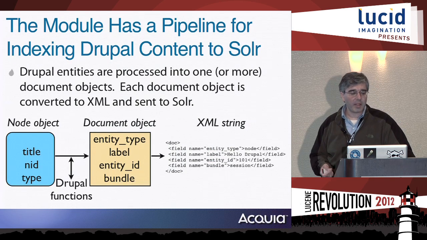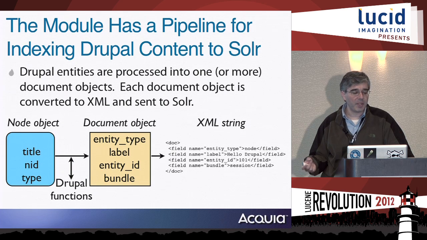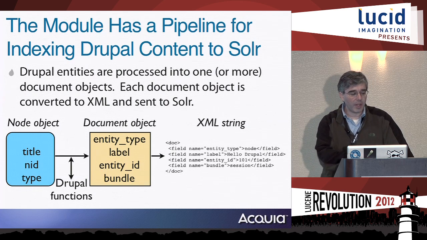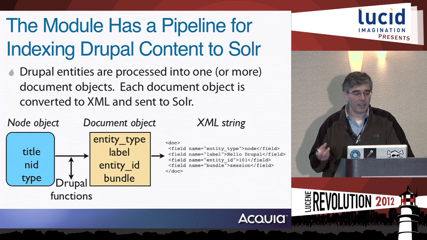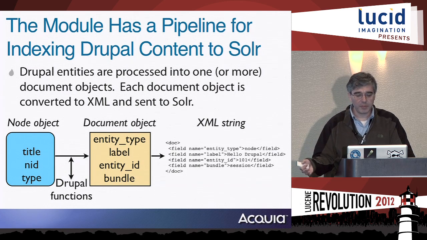Let me go back here. So I just want to point out some of the types of metadata. Again, the type of content, sort of normalizing it here, the title field is normalized to be the label. The node ID, NID, is the entity ID, and the content type is this term we call bundle, which I have no idea why, but that's just what we call it. So those sorts of metadata are going into the index as separate fields.